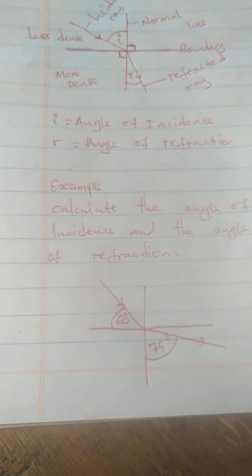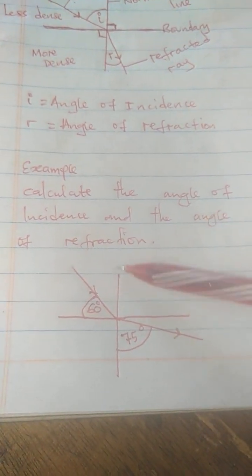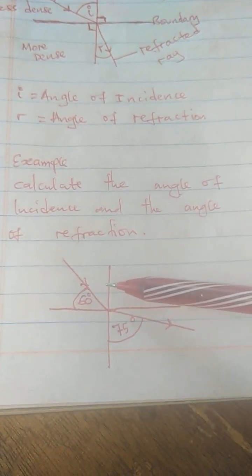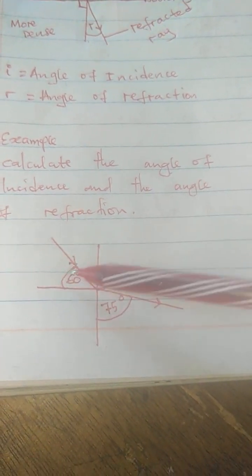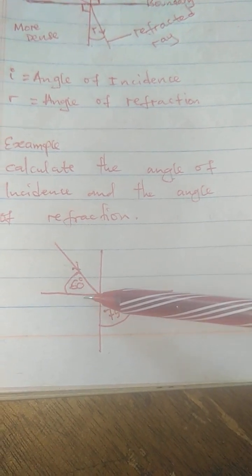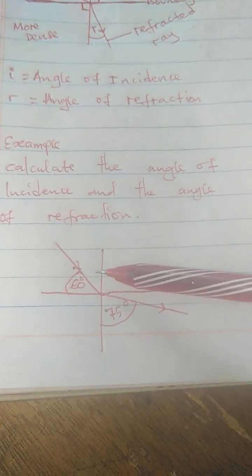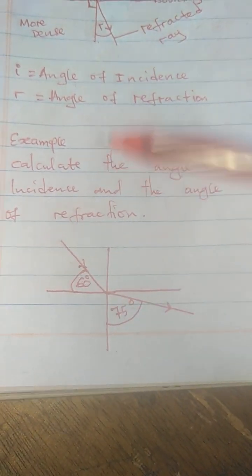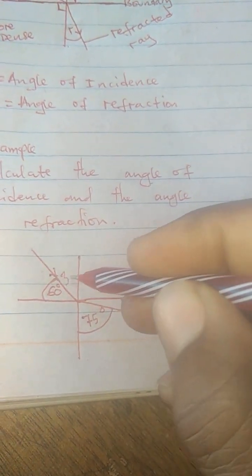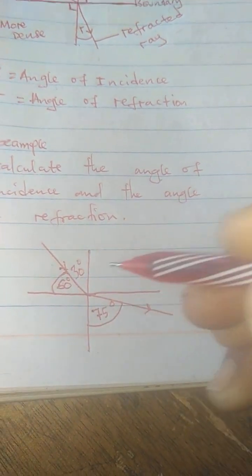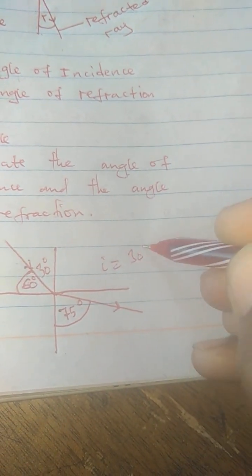If you look at this question, calculate the angle of incidence and the angle of reflection. The angle of incidence is always between the normal and the incident ray. Since it is perpendicular, this whole angle here is 90. So it's 90 minus 60, which is going to give you 30. So this angle here is 30 degrees.